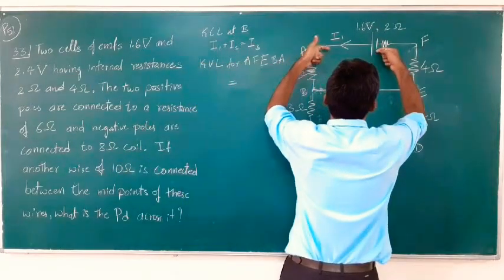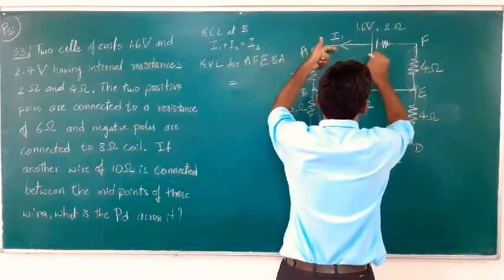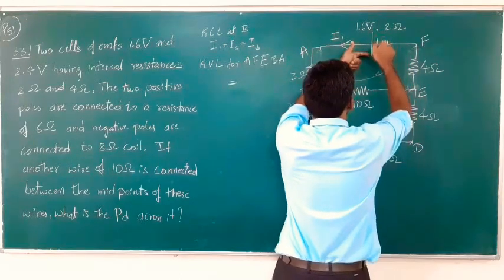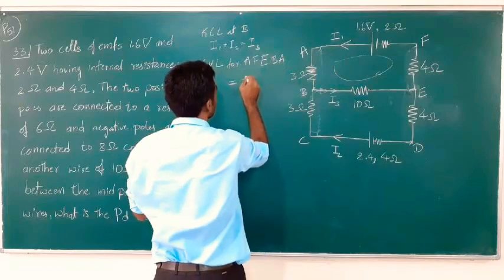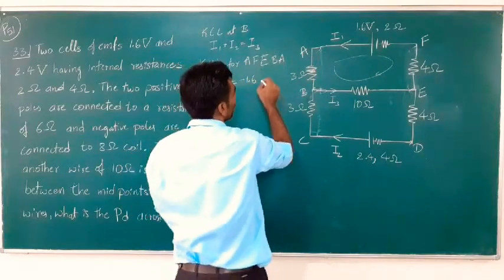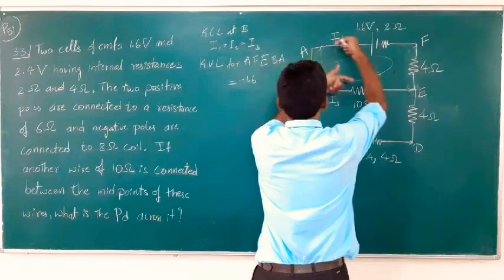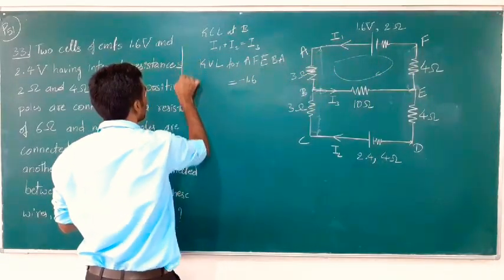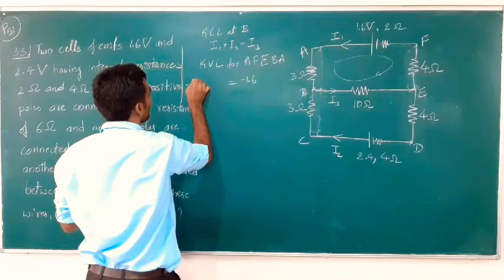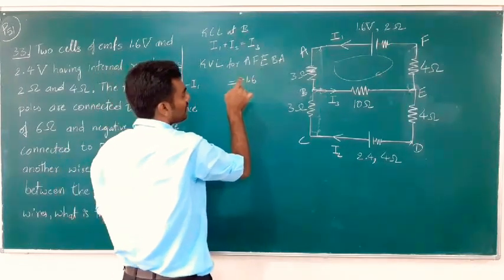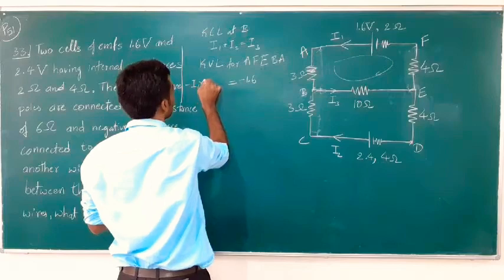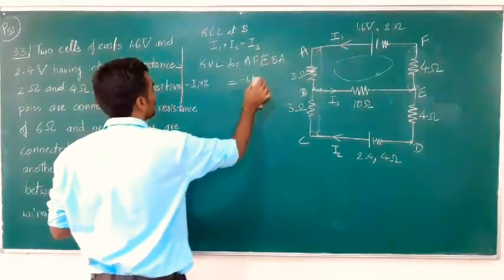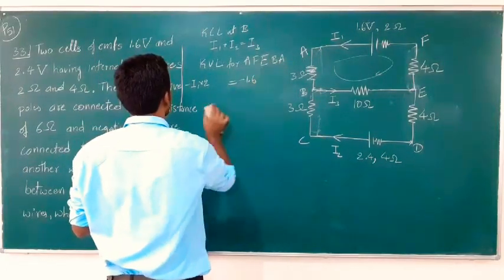So I'll start from A like this. This is how I'm going to apply. And first I see the cell, and the positive terminal, so it is minus 1.6. Then I have the resistor with current in the opposite direction, so it is minus I1 into how much resistance, 2 ohm. I don't think the space would be enough, I require more space.